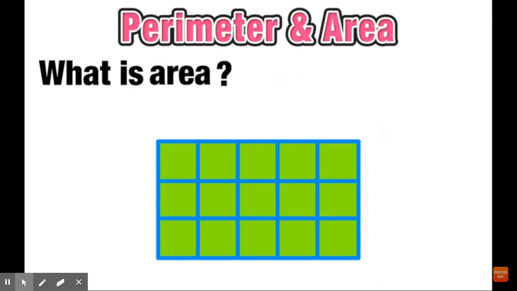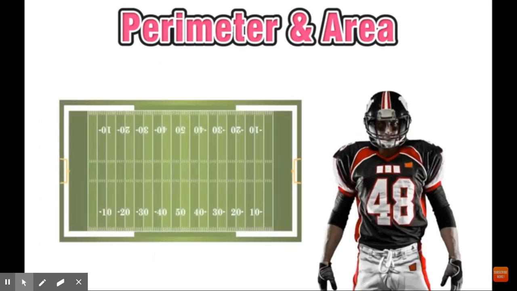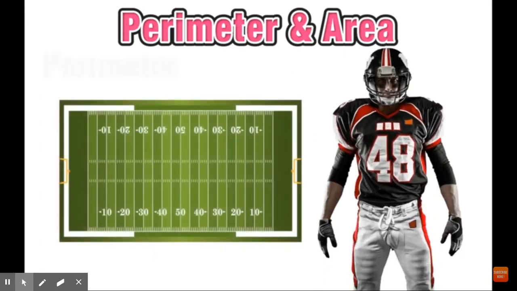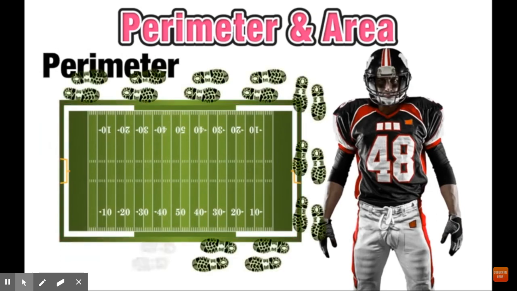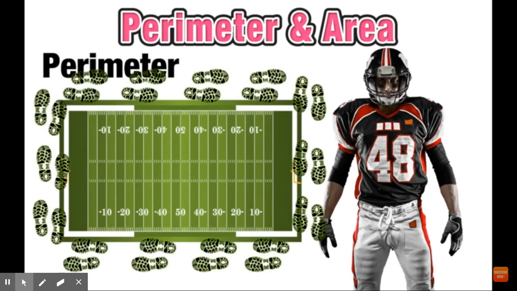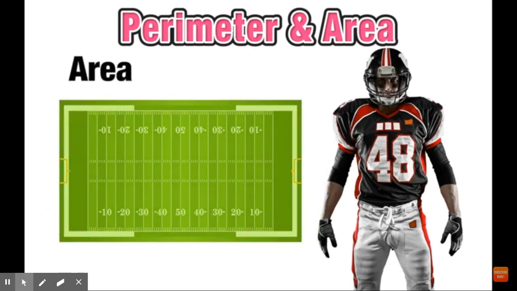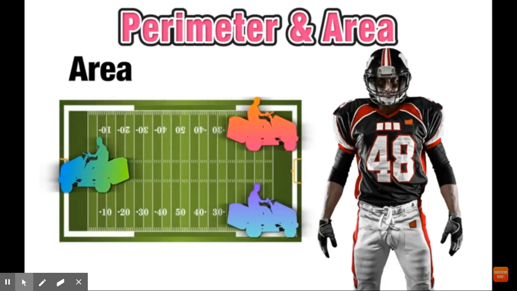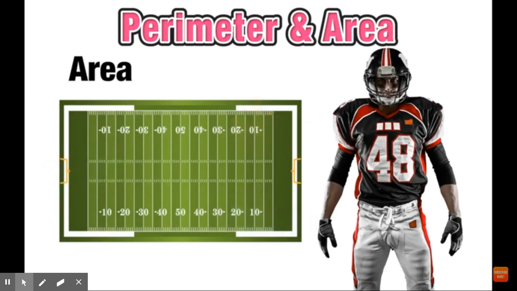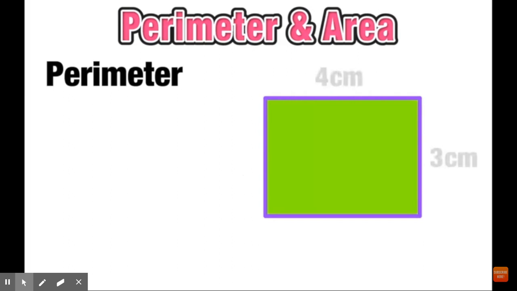On a rectangular football field, we can think of perimeter as how many footsteps it will take you to walk around the entire outside length of the field. While area will be like finding the entire number of square feet that will have to be covered to mow the grass.